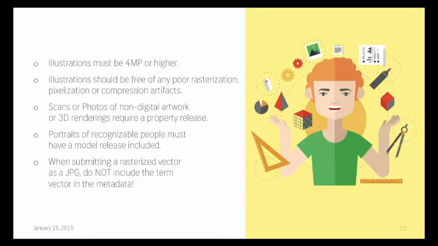If you have scans or photos of non-digital artwork, you'll need to be sure to upload a property release along with that image. So it's a little different than the reference image. This is actually a property release that you'll need to have included. If you have portraits of any recognizable people, you also will need to have a model release. And so really, if the person can tell that, hey, that's me in that painting, then you'll need to have a model release to go with that. And then finally, whenever you submit a rasterized vector as a JPEG, be sure not to include the term vector in the metadata. And I'll go into that in a little bit.